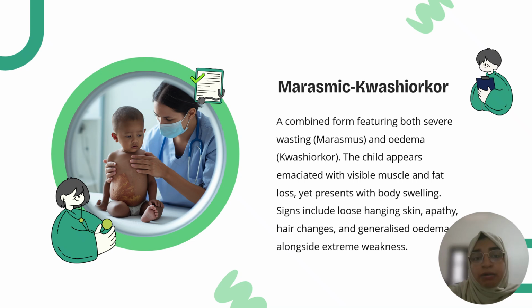Marasmic Kwashiorkor is a combination of both marasmus and Kwashiorkor. The child shows severe wasting of muscles along with edema. It is considered one of the most severe forms of malnutrition. In these children, we have difficulty identifying PEM by clinical examination.